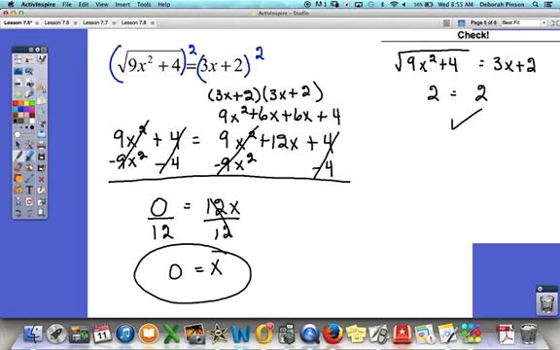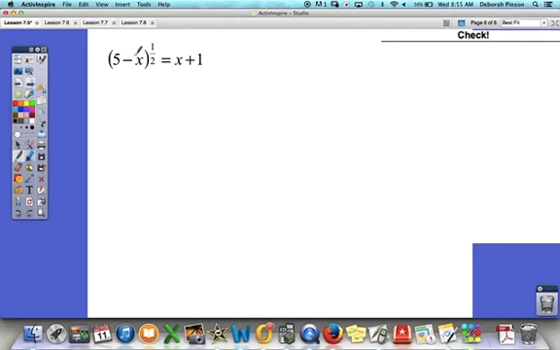All right, and here's our last one we're going to do. Now this one you'll see is a fraction exponent again, but it does have an x inside the fraction exponent, which is like inside the radical, and it has one outside. So I'm going to start the same way. I'm going to raise it to the reciprocal power, so it's like 2 over 1. 2 over 1 is just 2, so those will all cancel, and I'll get 5 minus x equals x plus 1 squared.